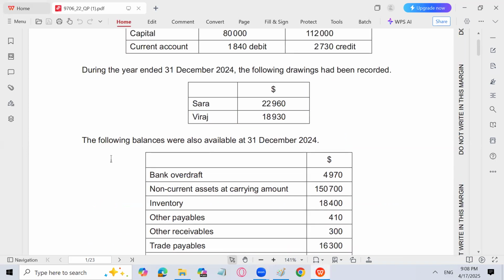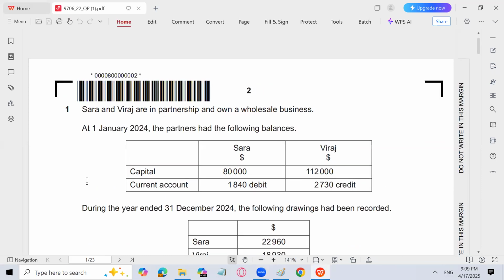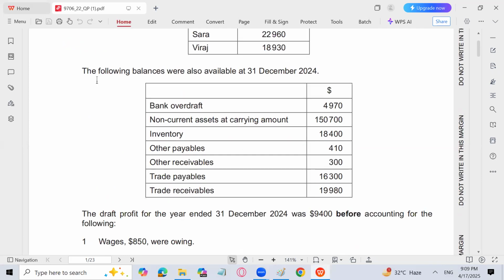Today we are going to solve a very important question from the February-March AS Accounting 9706 paper 2, and the topic is partnership accounts. In AS Accounting we have simple partnership accounts, where we have to prepare an income statement to find profit, a profit and loss appropriation account, current accounts, and maybe a statement of financial position or some part of it.